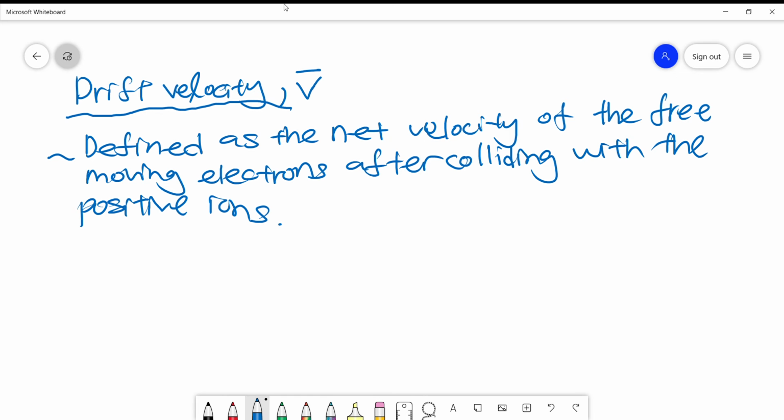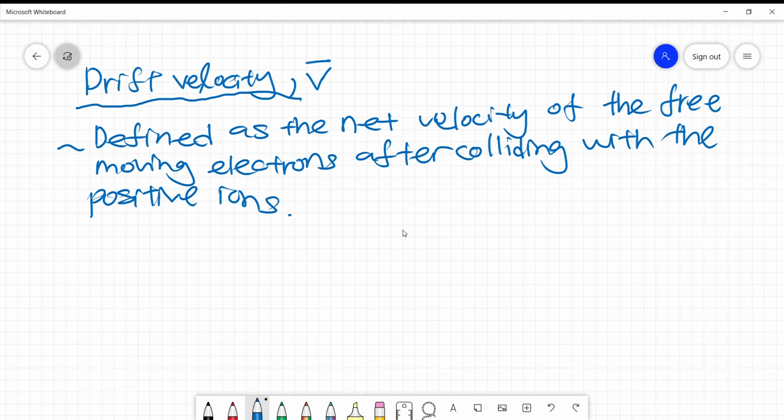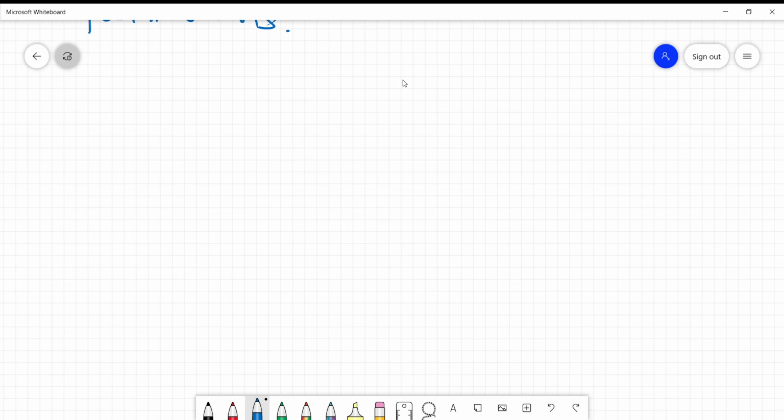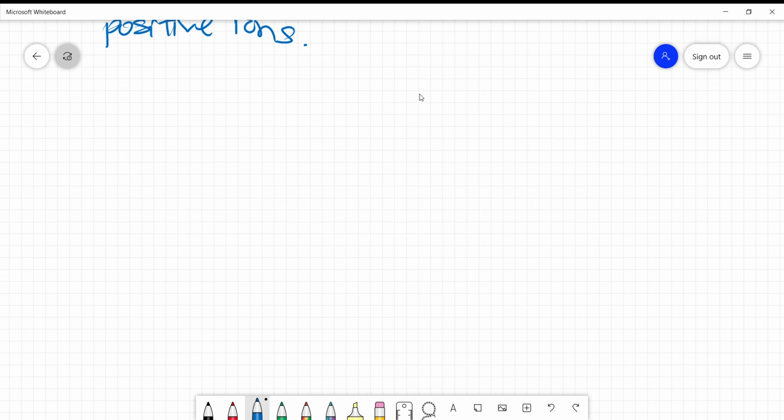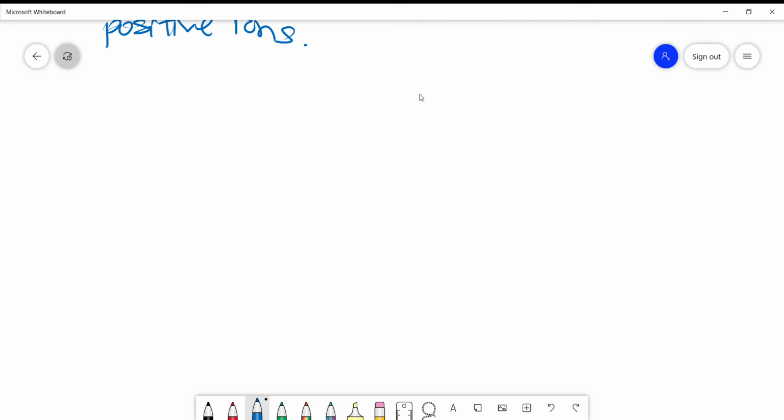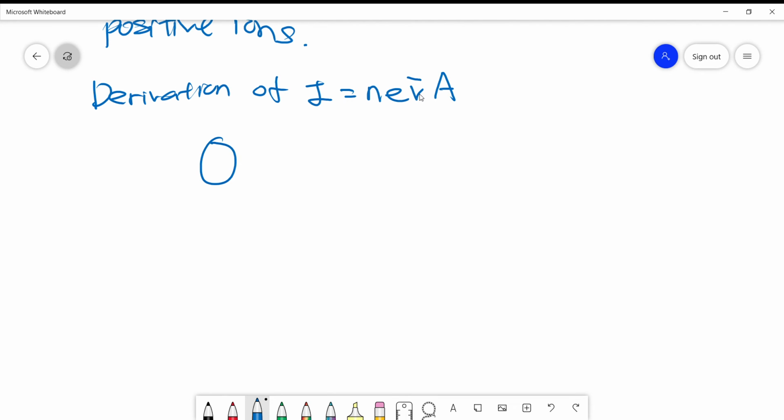For the next part, we are going to find out the relation between the electric current and the drift velocity. In order to find the relation, we need to derive a formula: the derivation of I equals nevA. Let me just draw a wire.